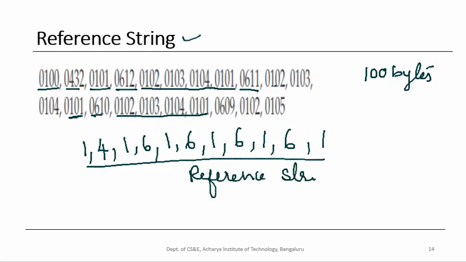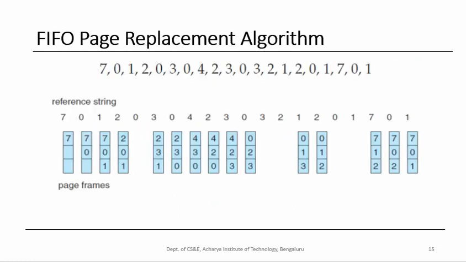So what is this? This is nothing but a string of references made to different pages. So we make use of this kind of a reference string to study the functions of different page replacement algorithms. Now let me take one such reference string in order to understand first in, first out page replacement algorithm.